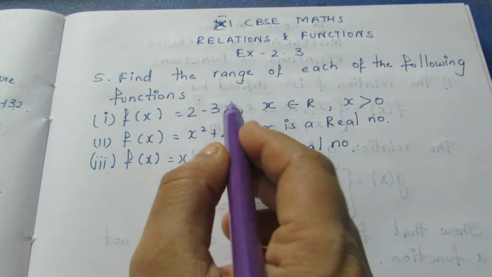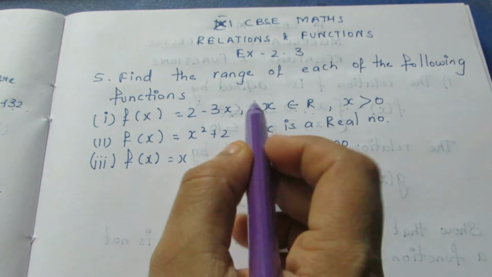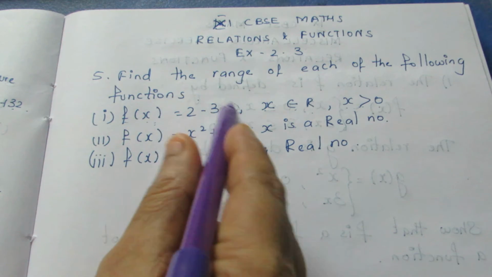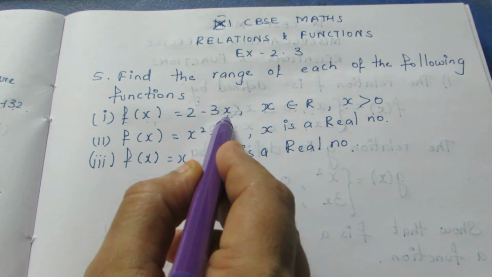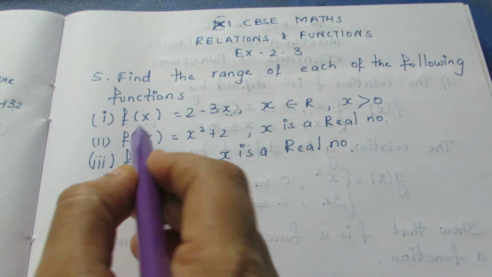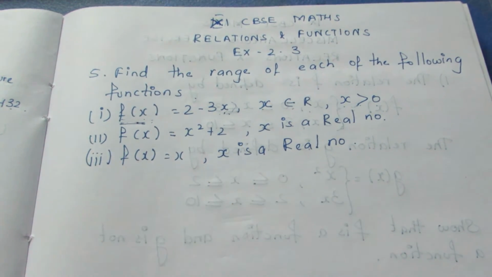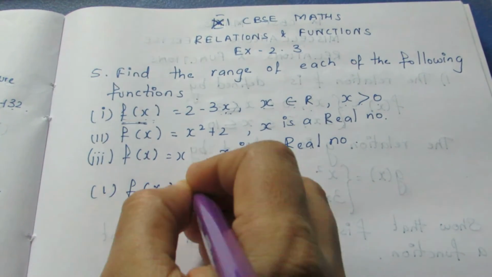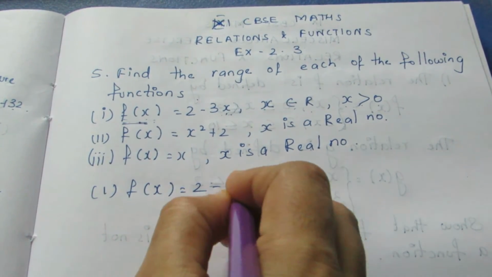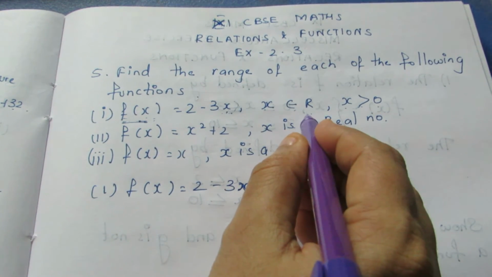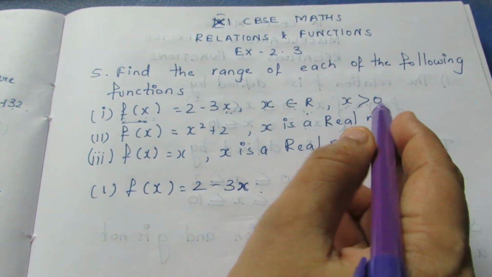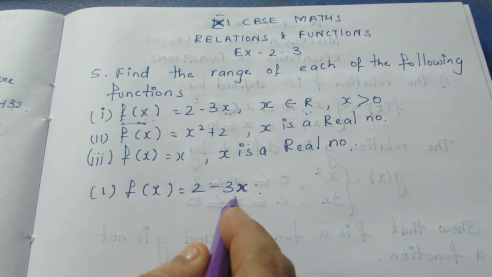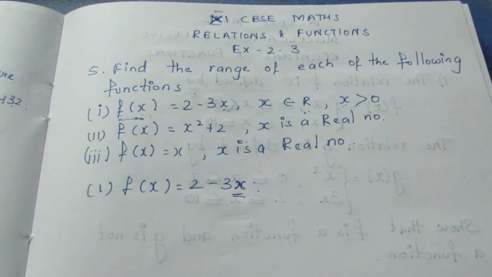First of all, the domain value is your x value, the range value is your f of x value. The answer that comes when substituting the value of x is your range. So we need to find the f of x value. In the first one, it is given that f of x is equal to 2 minus 3x. They have also given that x belongs to R, x is any real number, and x is greater than 0, that is a positive real number. So x is a positive real number. We are going to substitute positive real numbers to find the value of f of x.